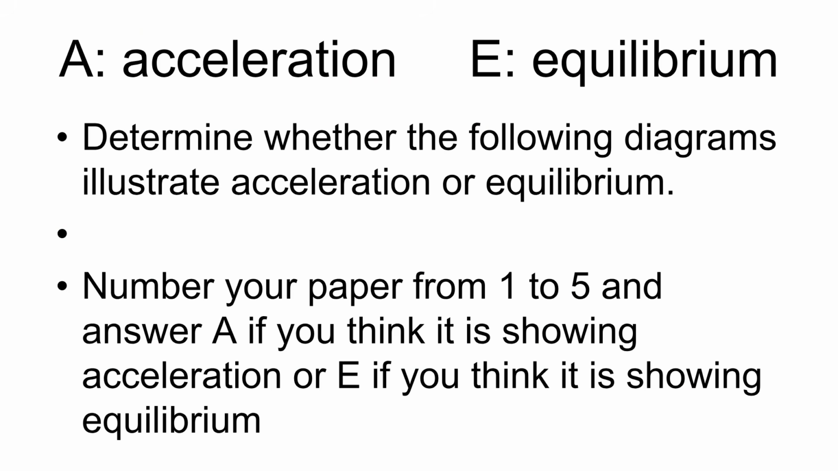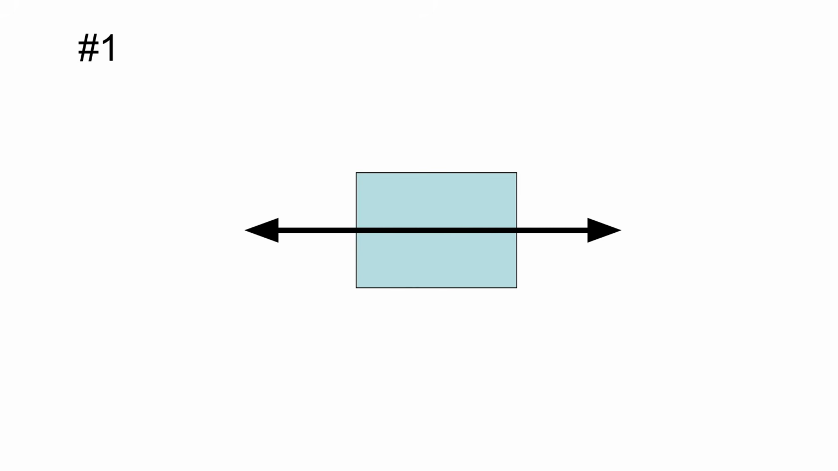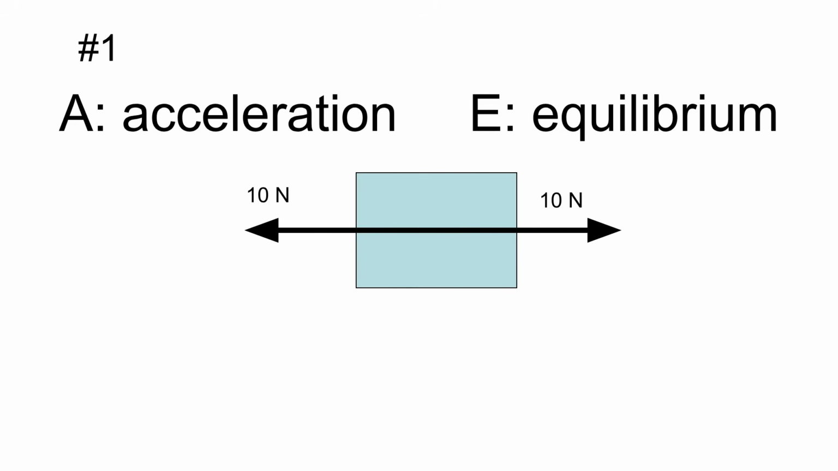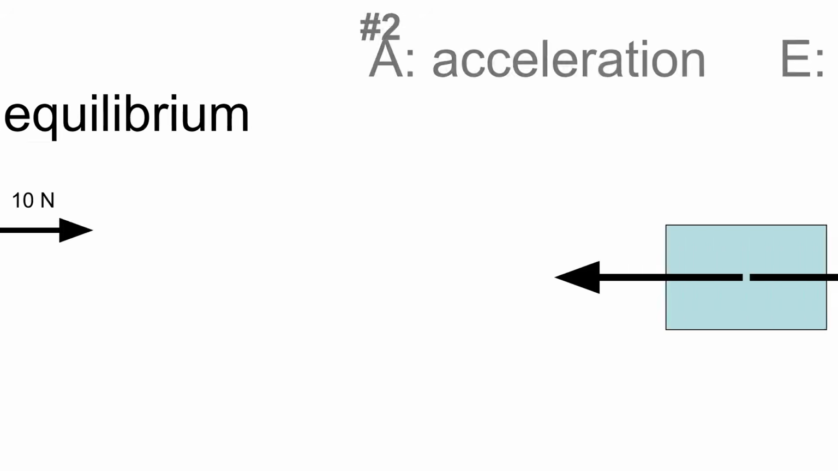We now transition to a physics quiz. You will determine whether diagrams illustrate acceleration, A, or equilibrium, E. Number your paper from 1 to 5 for your answers. Diagram number 1 shows a box with a 10 Newton force pulling to the left and a 10 Newton force pulling to the right. Is this acceleration or equilibrium?